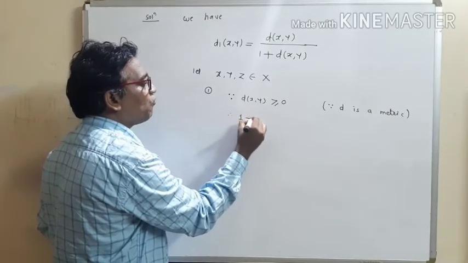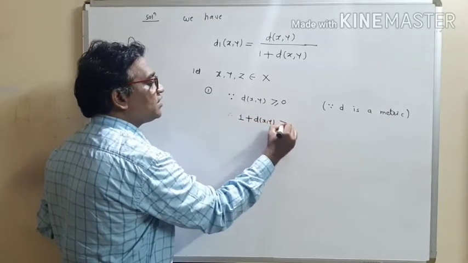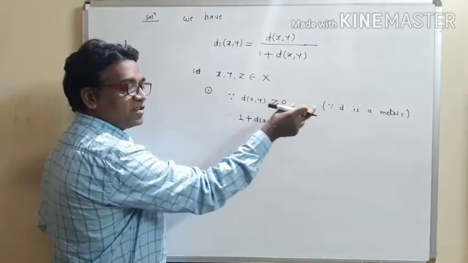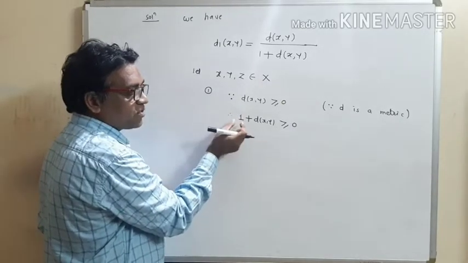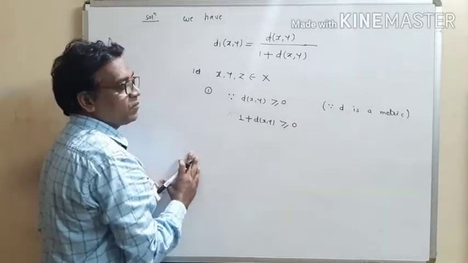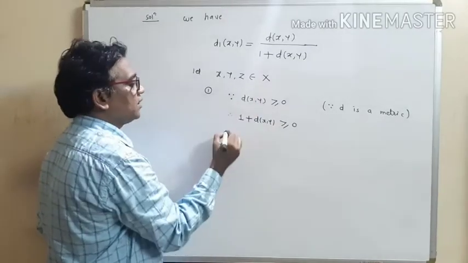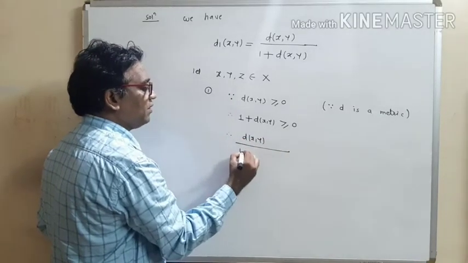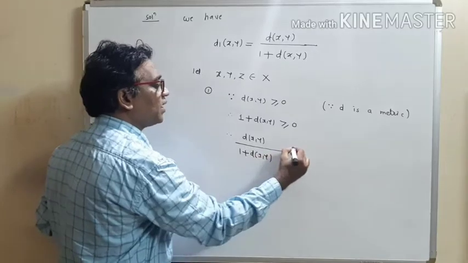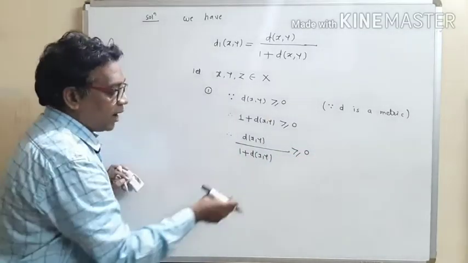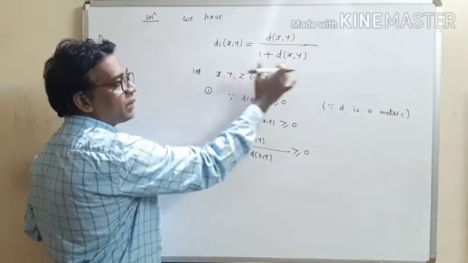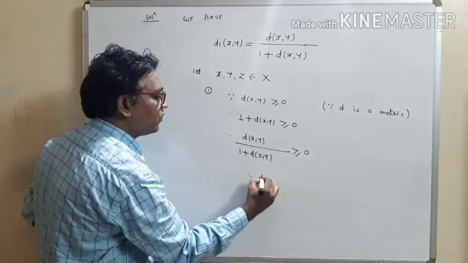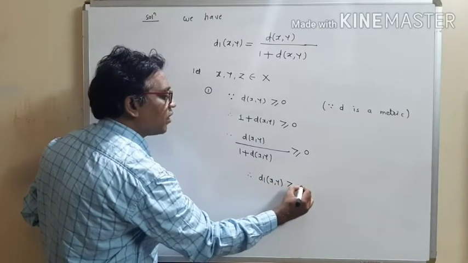Now if we add 1, then obviously this is again non-negative. d(x,y) is non-negative because it is a metric. If we add some number, suppose 1, then this is again a non-negative term. Now if we take the division, d(x,y) divided by 1 plus d(x,y), this is again non-negative. And what is this term? It is given by this definition, d1(x,y). Therefore, d1(x,y) is non-negative.